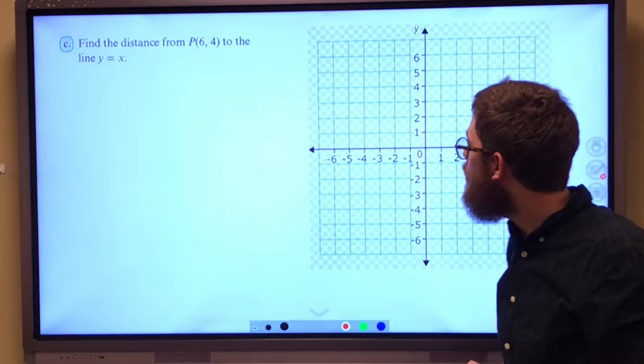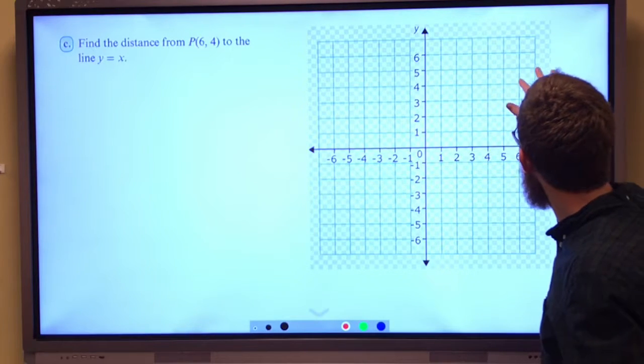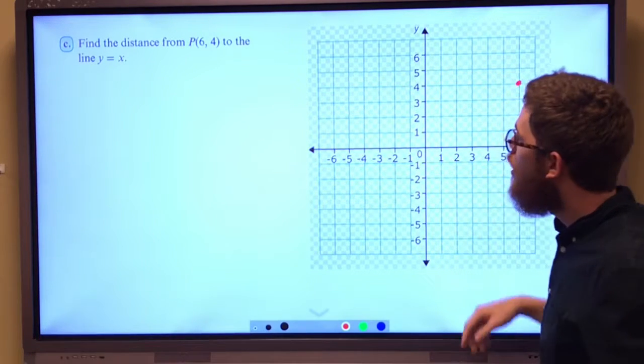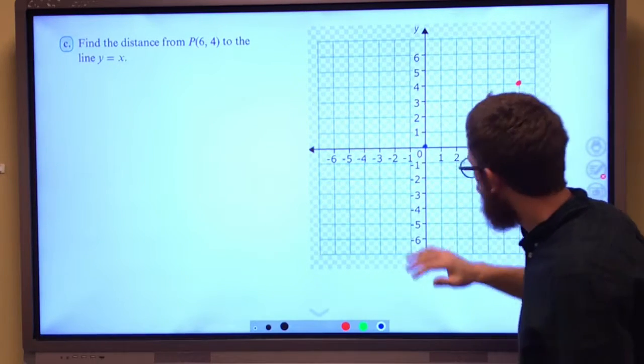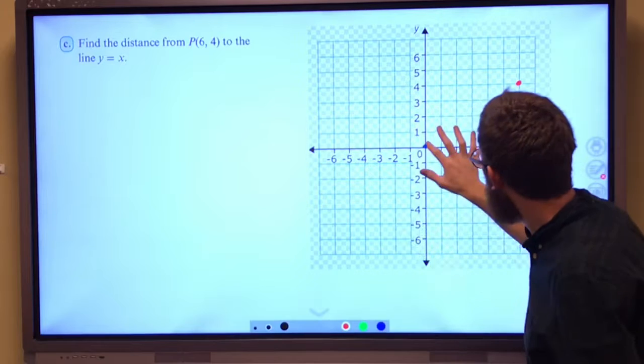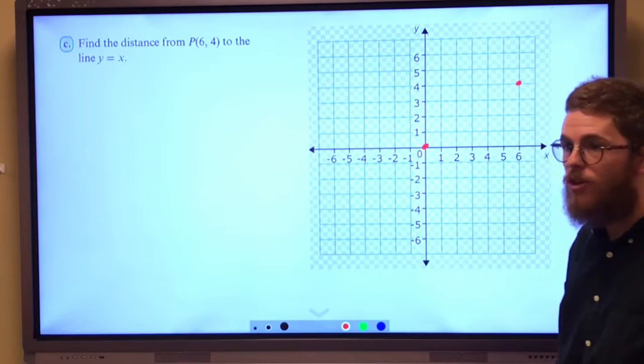Find the distance from P, which is 6, 4. Once again, 6, 4, to the line y equals x. Well, y equals x has a y-intercept, is in red. It has a y-intercept at 0 and the slope is 1.